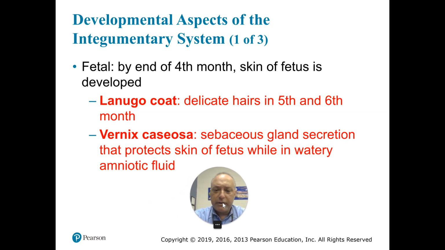So there are a couple different special hairs that I'd like to briefly talk about. There's the lanugo coat, which are the delicate hairs of the baby in the 5th and 6th month. So in utero, they have this soft coat, this white coat. There's also the vernix caseosa, which are sebaceous gland secretions that protect the skin of the fetus while in utero.